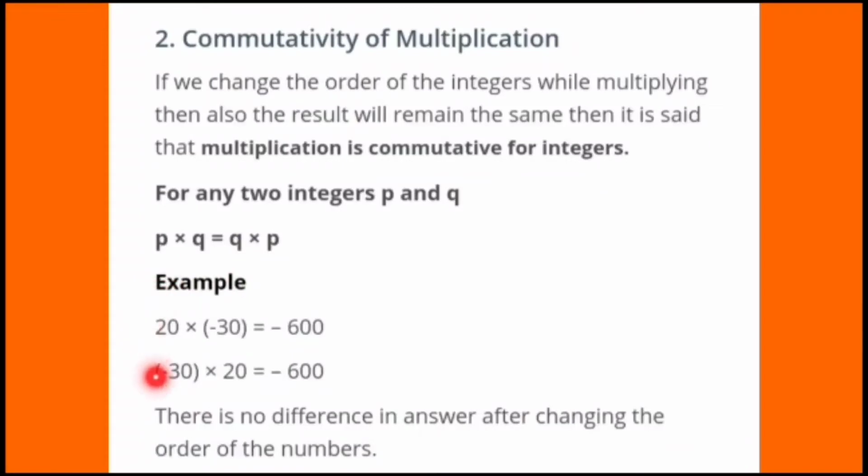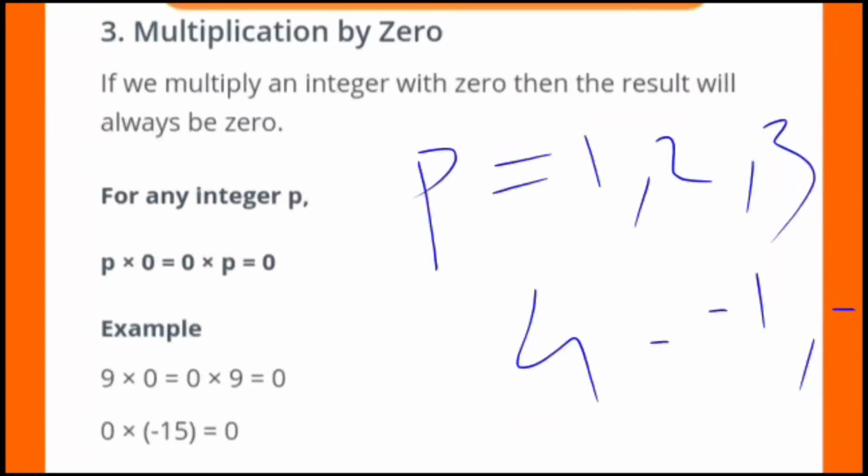Same way, even though you change the order of the numbers in multiplication, the answer will be the same. Hence you can say multiplication is commutative for integers.